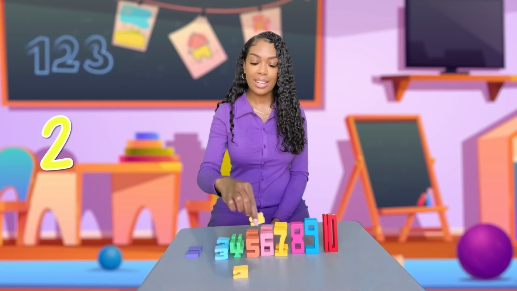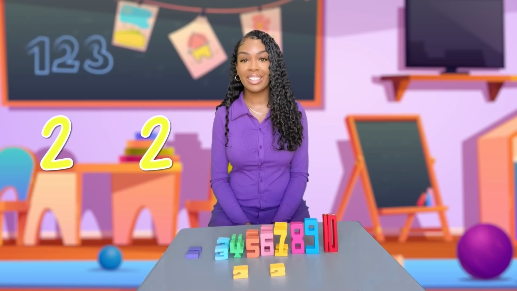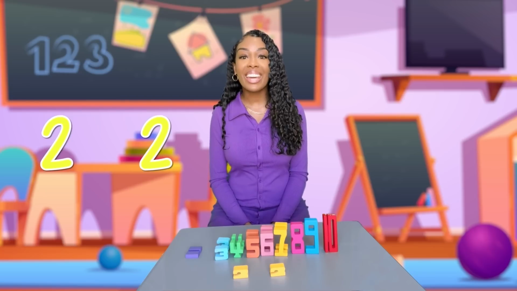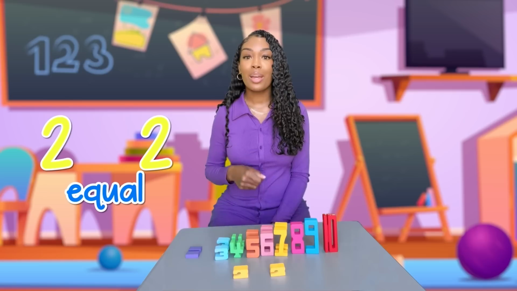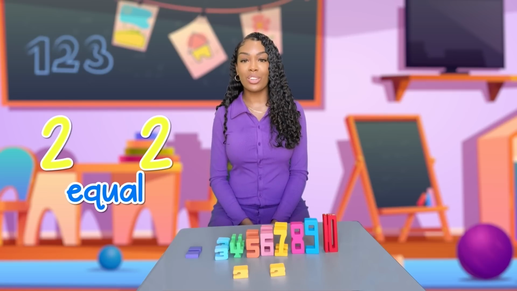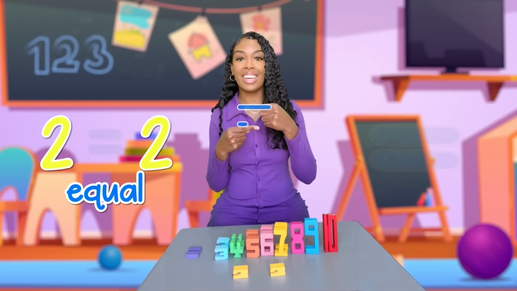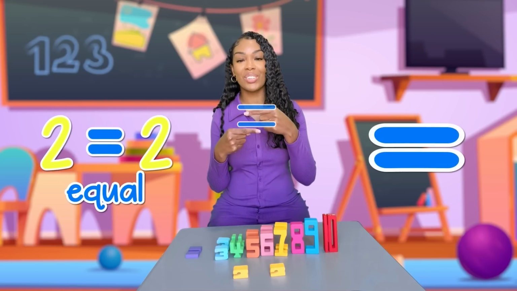2 and 2. Which number is greater? They're equal. 2 is equal to 2 because they're the same number. Which symbol should we use? The equal sign. 2 is equal to 2.